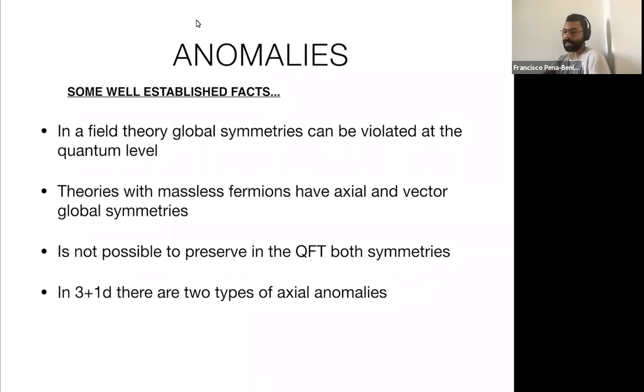So, in quantum field theories, certain global symmetries can be violated when you try to quantize that field theory. In particular, in theories with massless fermions, in which you have the so-called axial and vector global symmetries, those symmetries may be anomalous. The statement of quantum anomalies in the end is that it's not possible to simultaneously preserve axial and vector symmetries. We know that the vector current, for example in QED, couples to the gauge field, to the photon, which means that necessarily we have to impose conservation of the electromagnetic current, which necessarily implies that the conservation of the axial charge will be violated.